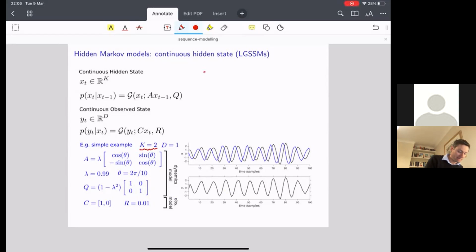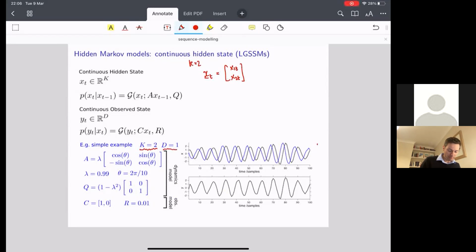So that means our state xt, you can break it up into the two components, x1t and x2t. That's coming from k is equal to 2. And their observed variables, they're just one dimensional. So big D is equal to 1.